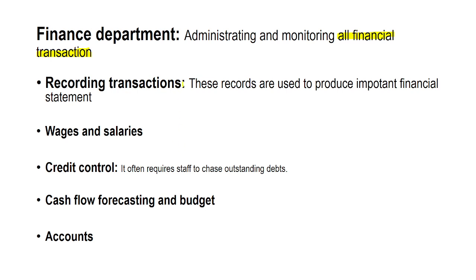First, recording transactions. These records are used to produce important financial statements that we will become familiar with in future chapters. Second, dealing with wages and salaries of employees. Third, credit control. Credit control often requires staff to chase outstanding or big debts. Cash flow forecasting and budget. And finally, accounts. These are important responsibilities of Finance Department.